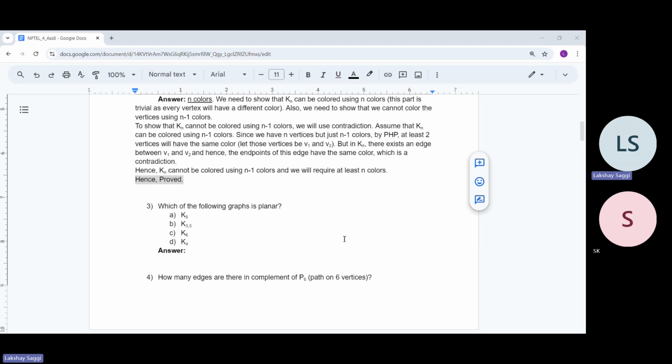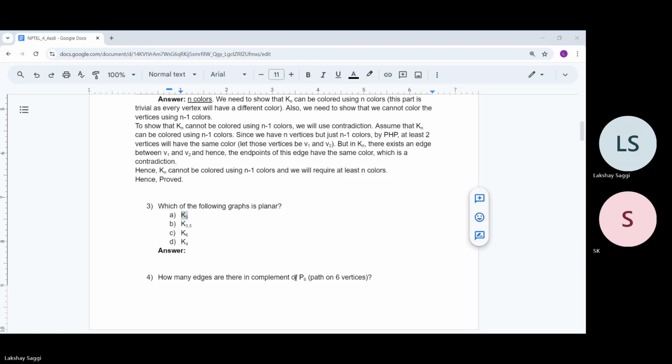But note that Kn is not a planar graph, right? It has been discussed in the lectures also. In the third question itself it asks, which of the following graphs is planar. So it has been discussed in the lectures that K5, a complete graph on 5 vertices, is not planar. So that's why it requires at least 5 colors.